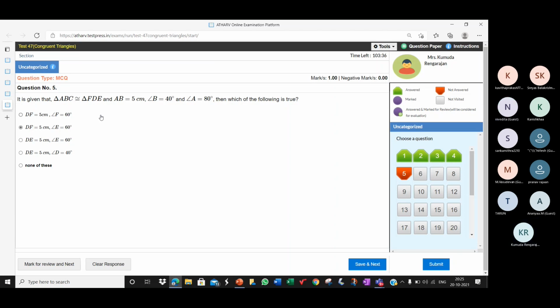What's the measure of angle A? 80, ma'am. And A corresponds to which angle in the other triangle? F, ma'am. So what will be the measure of angle EF? 80 degrees, ma'am. So why is this the correct option?